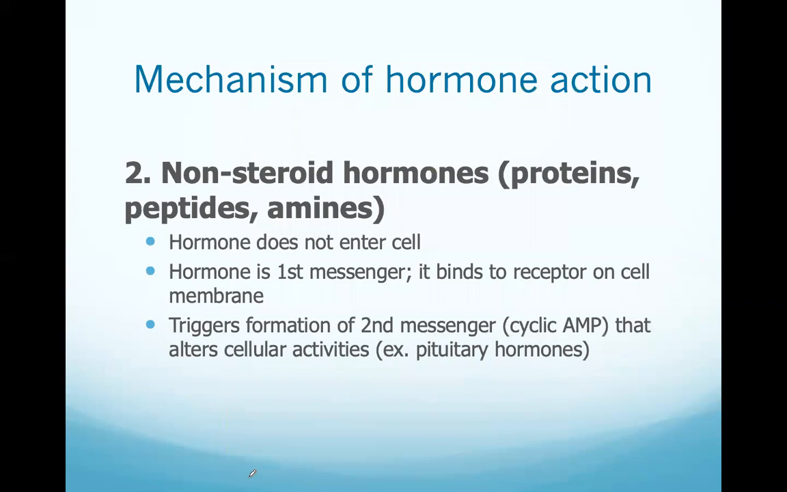Now, on the other hand, as I mentioned earlier, you have hormones that are identified as non-steroids. These are hormones that are protein-based or amino acid-based, like peptides and simply amines. Because of their characteristics, these hormones are unable to pass through the phospholipid bilayer, and consequently need to rely on other proteins located inside the plasma membrane to get the job done.